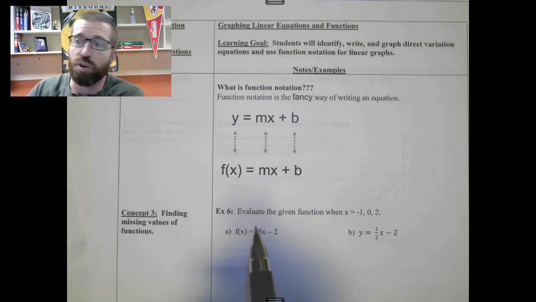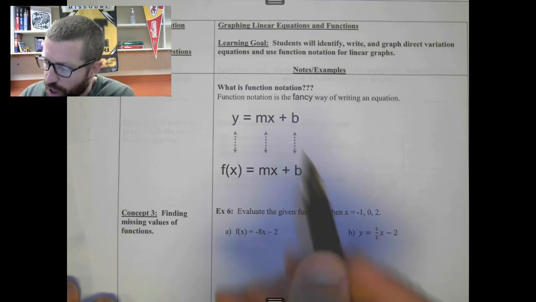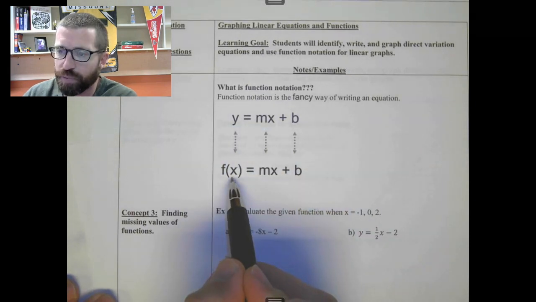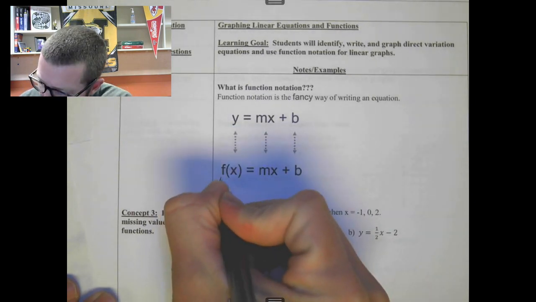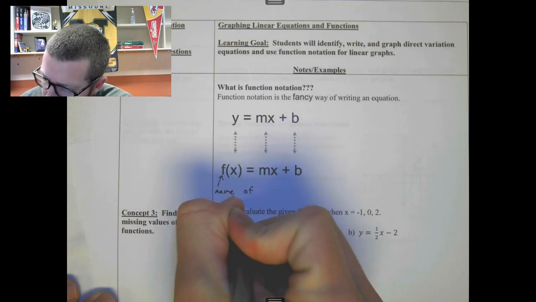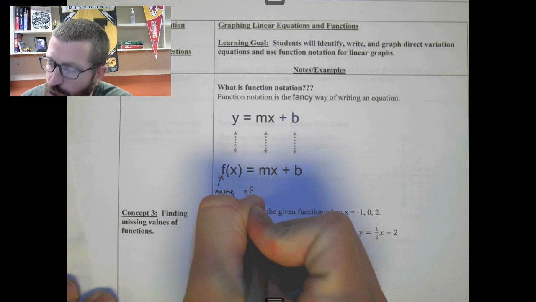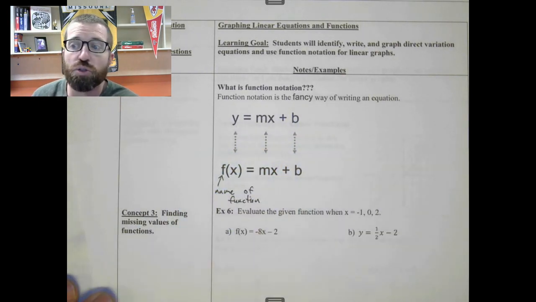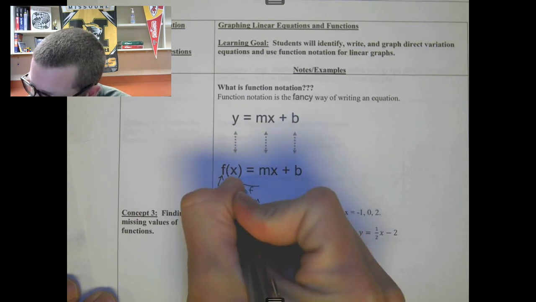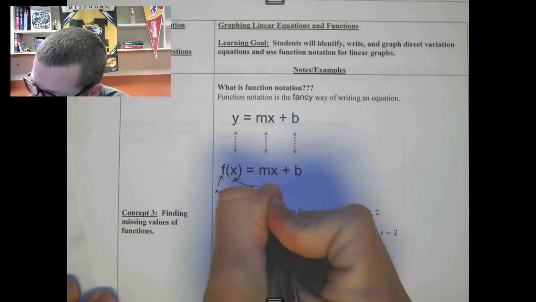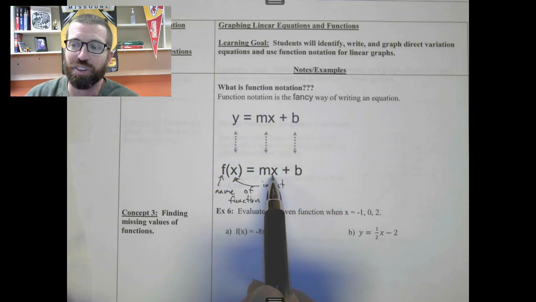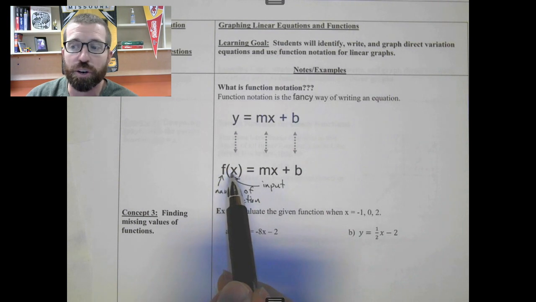So it's a fancy way of writing an equation. Instead of y as the output, we're going to use f of x. And so f is the name of the function. And in math, a lot of times you use f, g, h, but you can use any letter you want. And then this x here is what the input is. So if this was a t, then this would be t here.